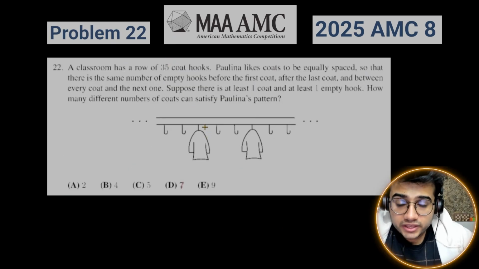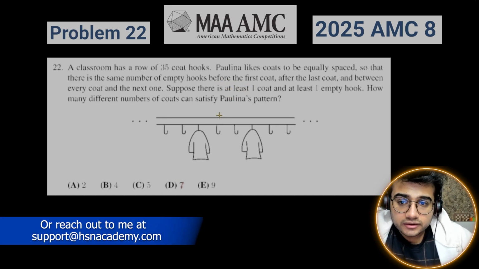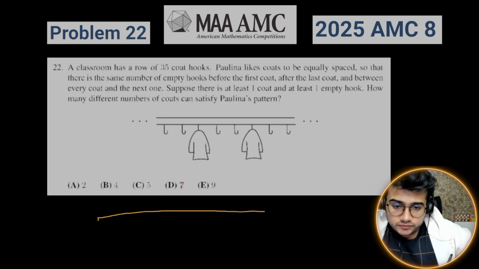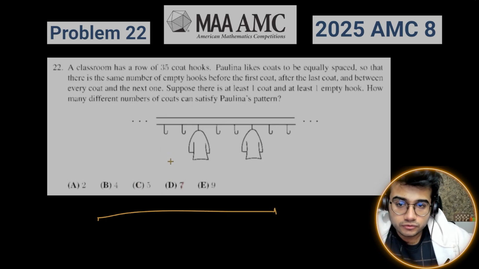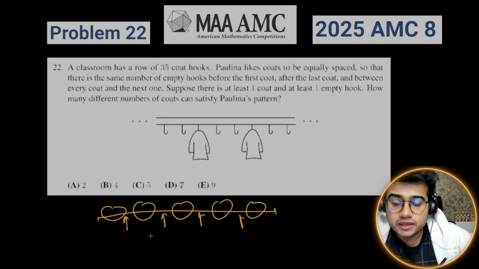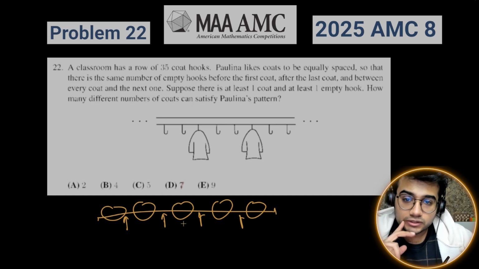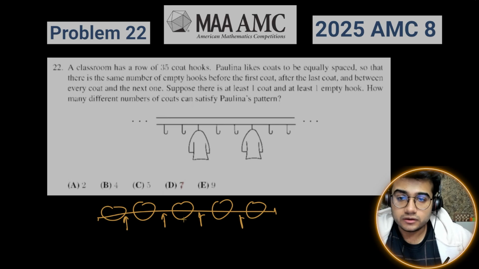Okay, so in this problem we have 34 coat hooks, and we want to hang the coats in such a way that, let's say this is the number line for a row of coat hooks. So what we want is to hang the coats in such a way that the spaces before and after each coat are the same. So if we had 4 coats, there have to be 5 equal spaces plus those 4 coats, and that makes up the whole row of 35 hooks.